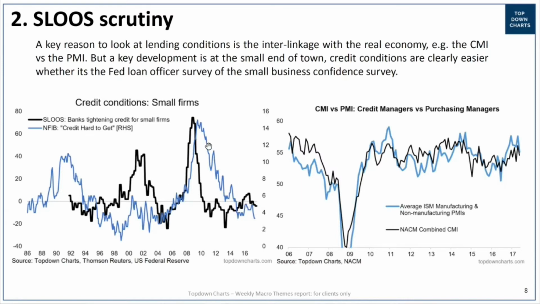And that's the blue line, and you can see there that it's at very low levels, pretty much the lowest since way back then at the start of that big credit boom. And likewise, the Loan Officer Survey is showing, after a bit of contraction, that standards are easing up again.